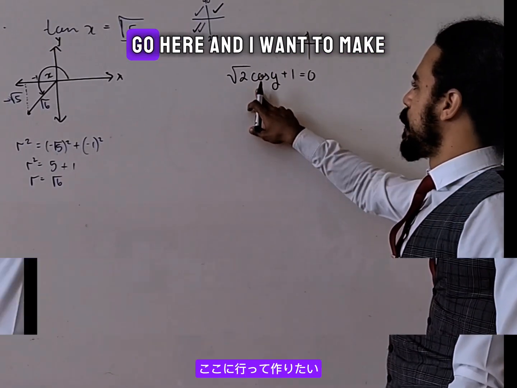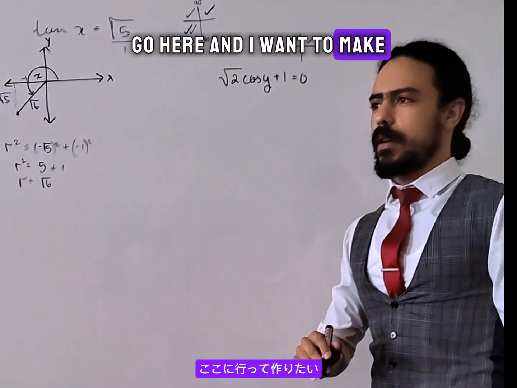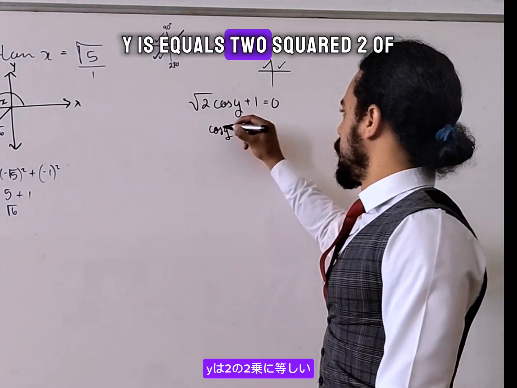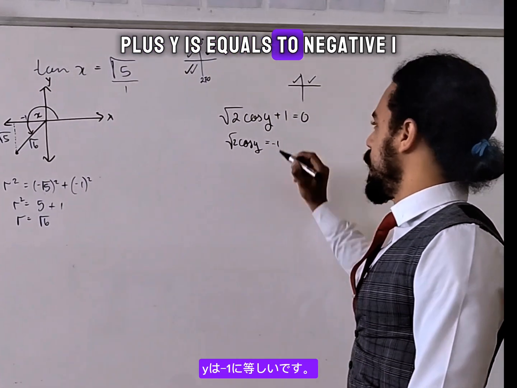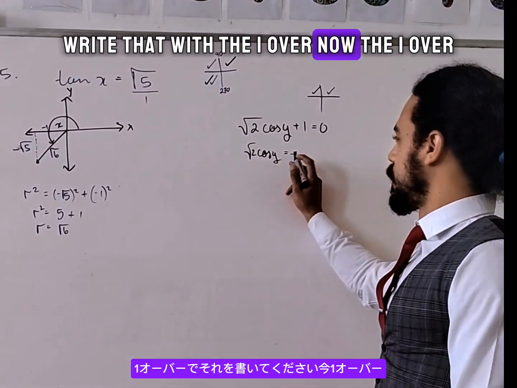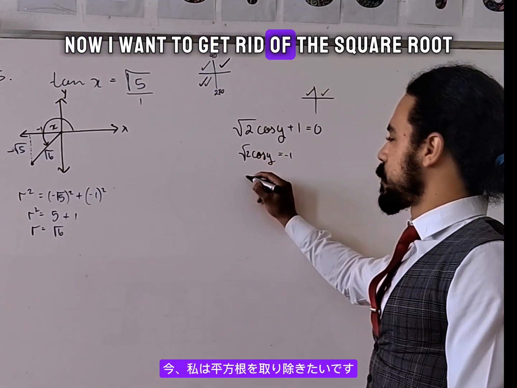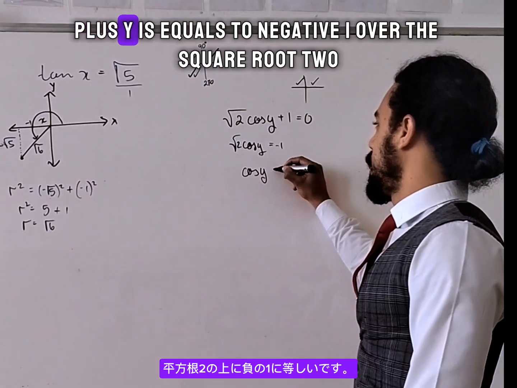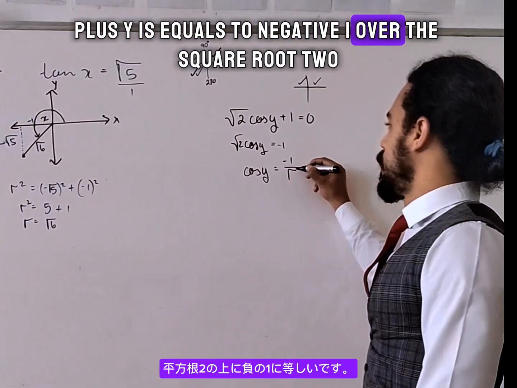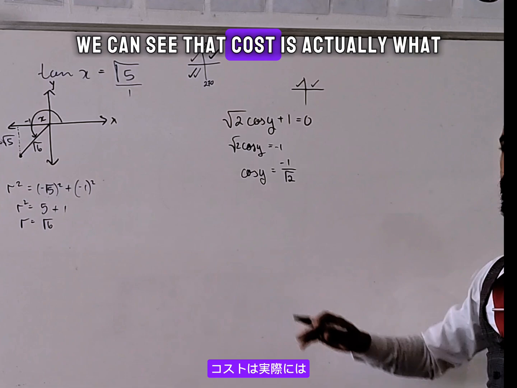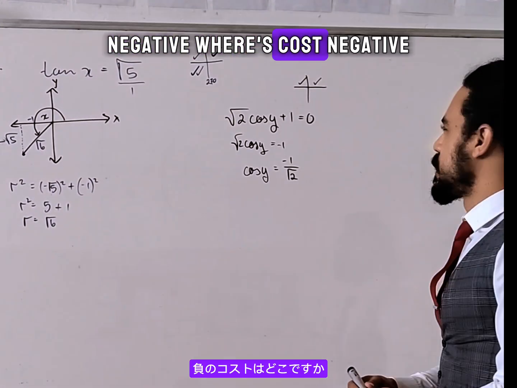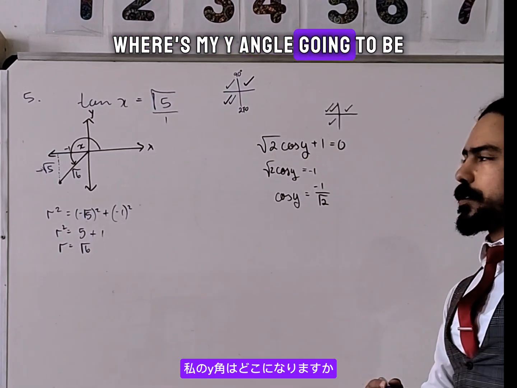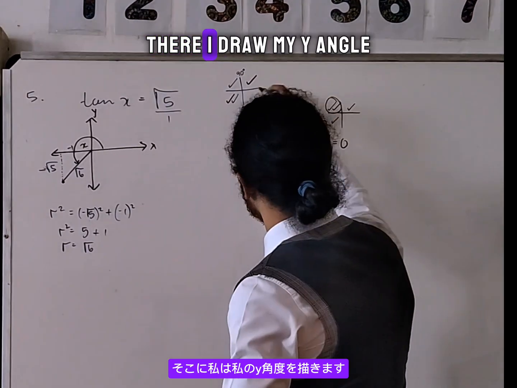If I want to make cos the subject here, I'm going to first take the 1 over, so that becomes square root of 2 cos y is equal to negative 1. Now I want to get rid of the square root. How do I do that? Divide on both sides by the square root of 2. It's going to be cos y is equal to negative 1 over the square root of 2. You can see that cos is negative. Where is cos negative? Second and third quadrant. Which one do you think, where is my y angle going to be? Second quadrant.